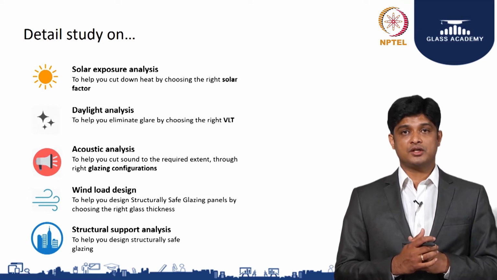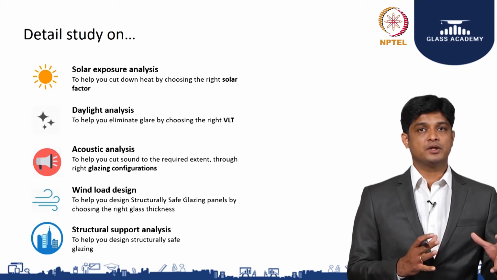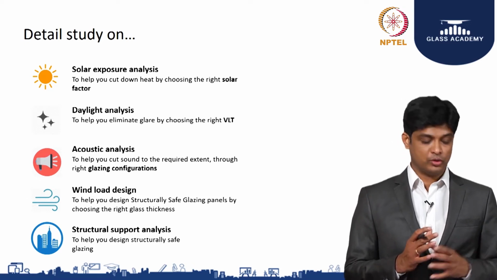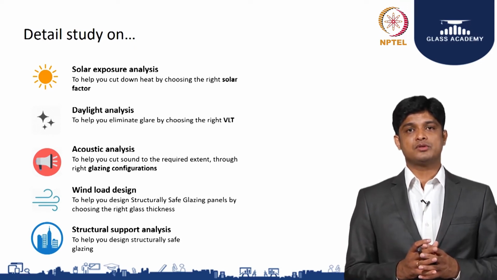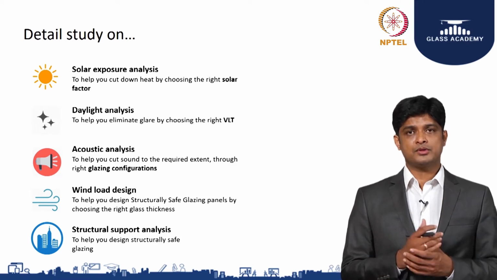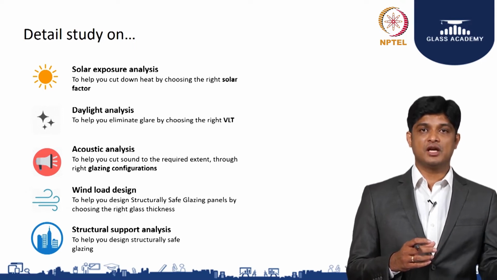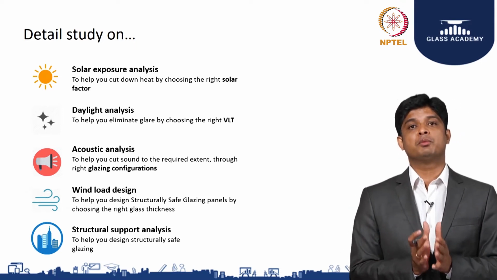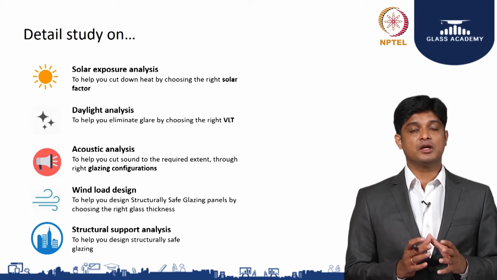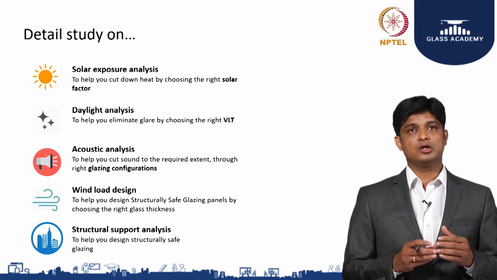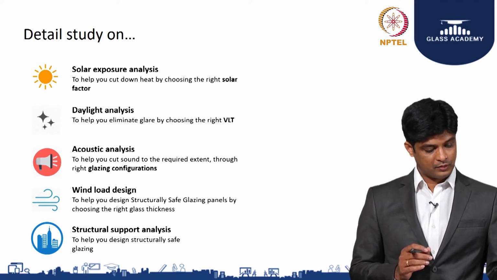Then for the structural analysis, we need to understand the location, what height my building is, and where the building is, and what the wind load should be as per the IS 875 code. Then based on the support condition, whether it is four-side supports, point supports, or only top and bottom support, I need to understand the design wind speed and the support condition to decide my glass combination. So a detailed study has to be done when we use glass as a building material, to understand the structural requirement, the acoustics, and the performance.